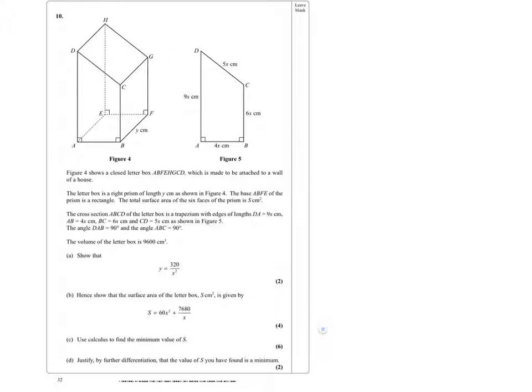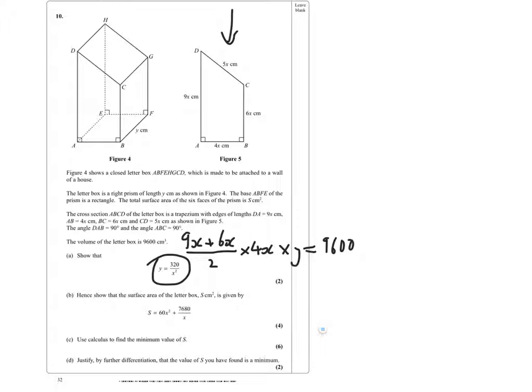Right, okay, final question. Looks horrible. Not too bad actually, it's just quite long. So it says show that the volume of this. Now you should know volume of a prism is area of the face, here's the cross section, and you times it by y. The area of a trapezium is the sum of the parallel sides divided by 2 times the height, which is 4x. So that's the area, times that by y, and that equals 9,600. That simplifies to give you the answer that I give you.